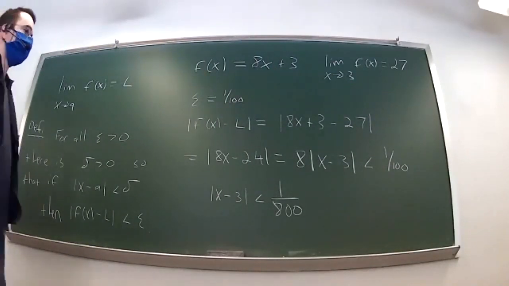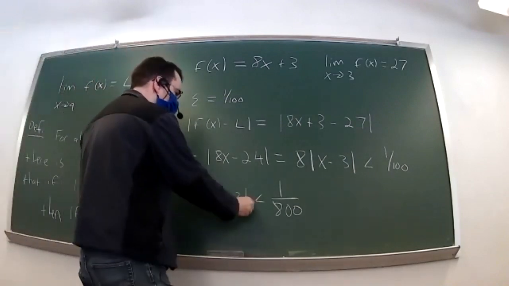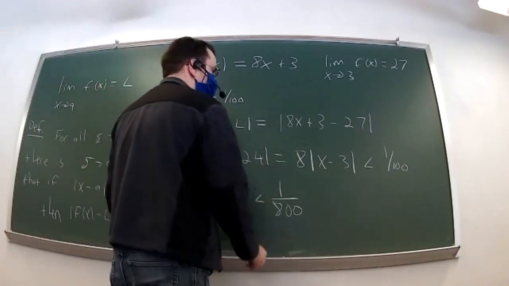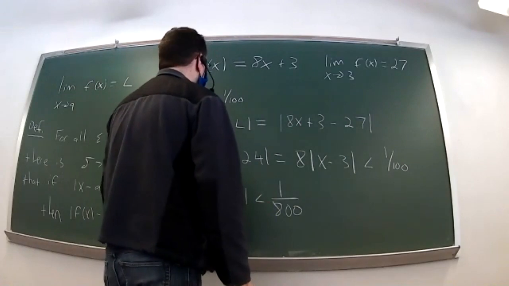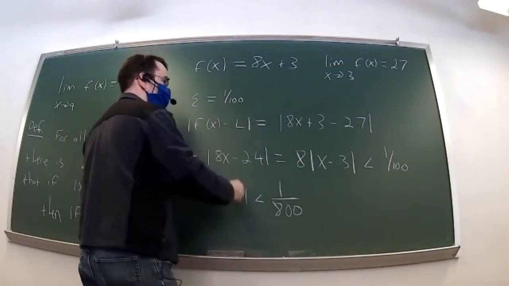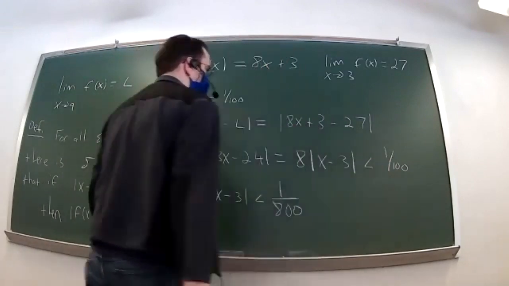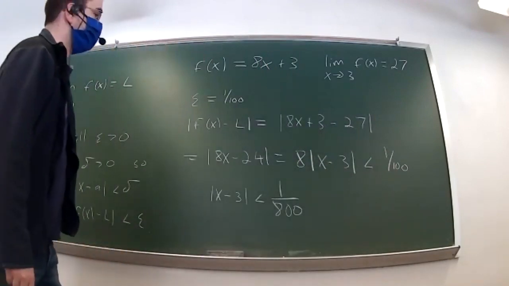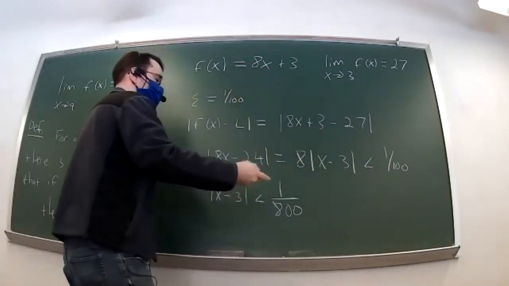And so what's that telling me? It's telling me that if x minus 3 is less than 1 over 800, then the distance from f of x to L will be less than 1 over 100, which makes perfect sense because the slope is 8, which scales things up by 8.